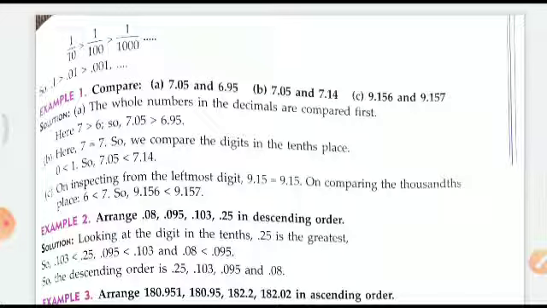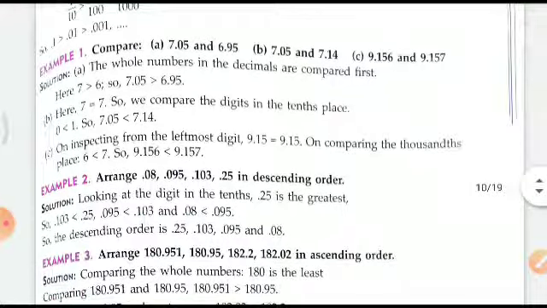But in the second one, 7.05 and 7.14, right? So here 7.14 is greater than 7.05.